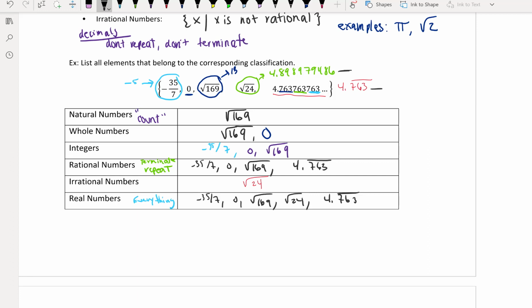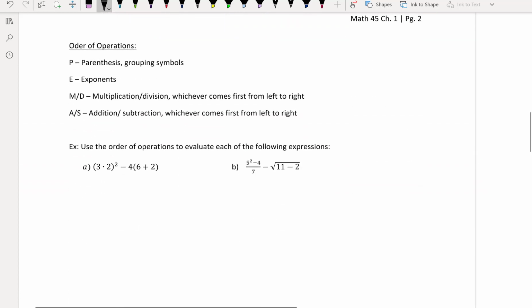And now we're going to go on to page 2. On page 2, we are going to be going over our order of operations. You may have been taught that this is referred to as "Please excuse my dear Aunt Sally," or PEMDAS. I just want to be careful because it does say P for parentheses, but really it's any grouping symbols. Of course, parentheses are a grouping symbol, but so are brackets, and braces, and absolute values, okay?